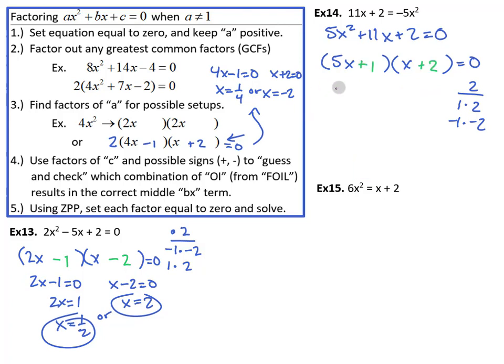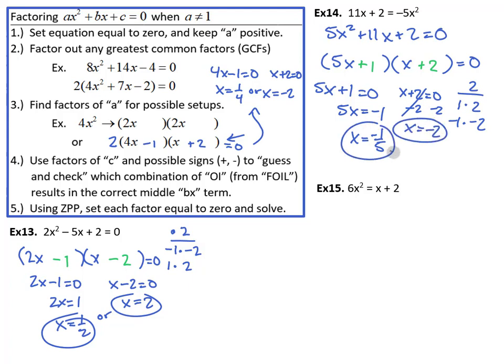Okay, if you came up with 5x plus 1 and x plus 2, great job. This would give you positive 10x, and the inner two would give you another 1x, giving us a total of 11 x's. So setting each factor equal to 0, subtracting 1 over, 5x equals negative 1, and dividing by 5, x equals negative 1/5. From our second factor, x plus 2, when that equals 0, subtracting 2 over, x equals negative 2. So our two possible solutions are negative 1/5 or negative 2.